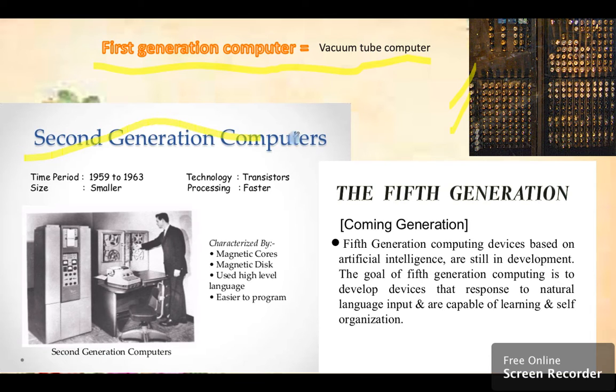Okay, now we come to the second generation computer. As the generations go on, third, fourth, fifth generation, every single generation will be greater than the previous generation. Size will always be smaller, and processing faster. Categorized by it, meaning what is the system made of? Magnetic cores, magnetic disks, and high level languages, easier to program.